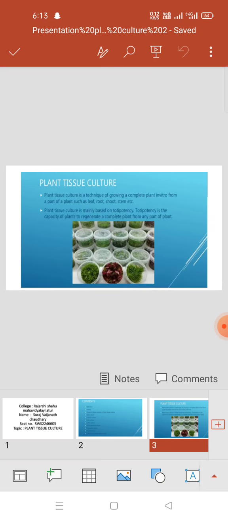So plant tissue culture. Plant tissue culture is a technique of growing a complete plant in vitro from a part of a plant such as leaf, root, shoot, stem and etc. Plant tissue culture is mainly based on totipotency. Totipotency is the capacity of plants to regenerate a complete plant from any part of the plant.